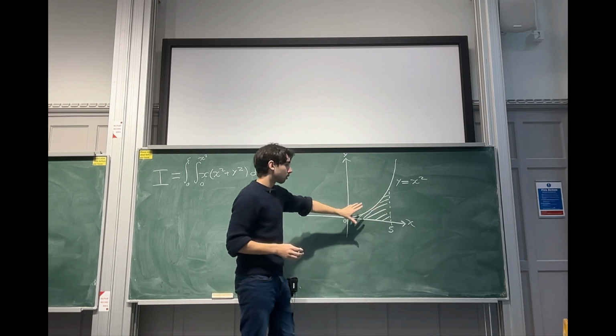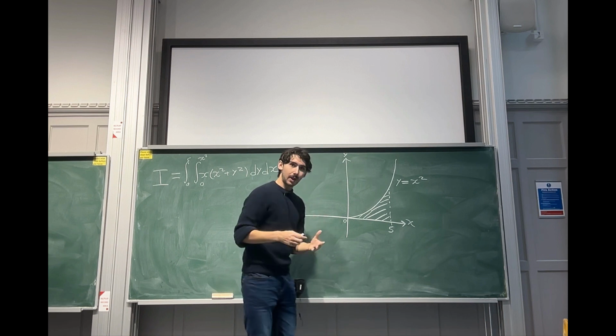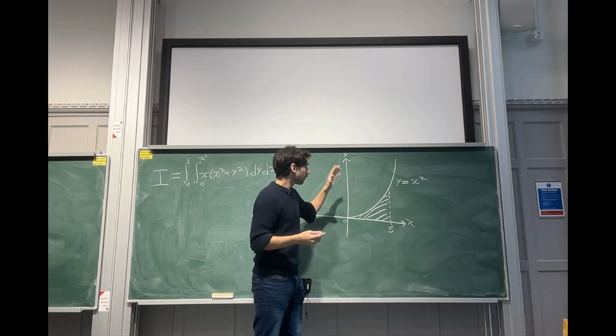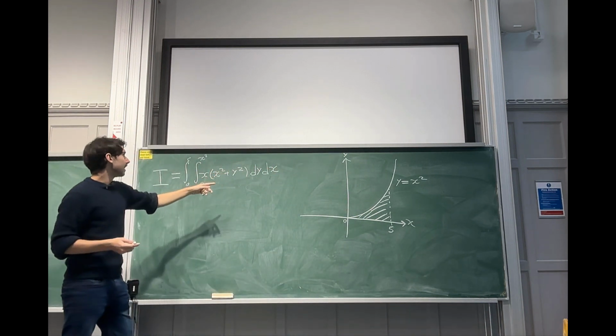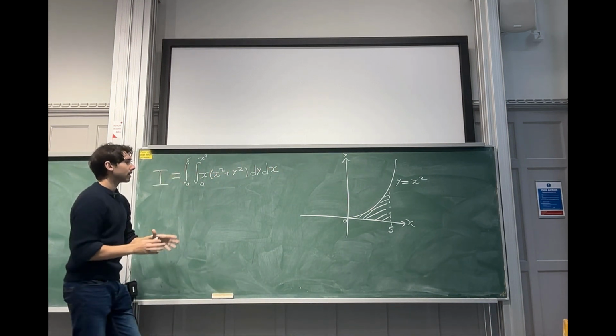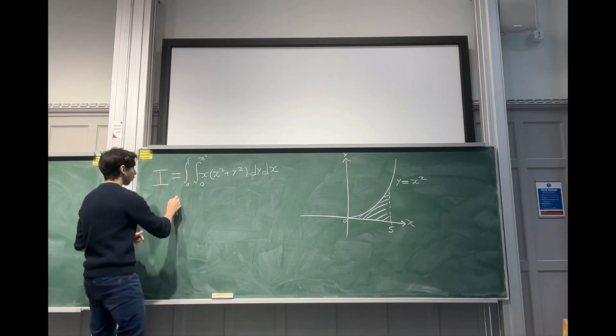So imagine this graph as a bird's eye view looking down on the function, if that makes sense. It's difficult to visualize, but this is not the function x times x squared plus y squared. It is the area that we're integrating it over. That's the thing. Okay, now let's actually do the integral.